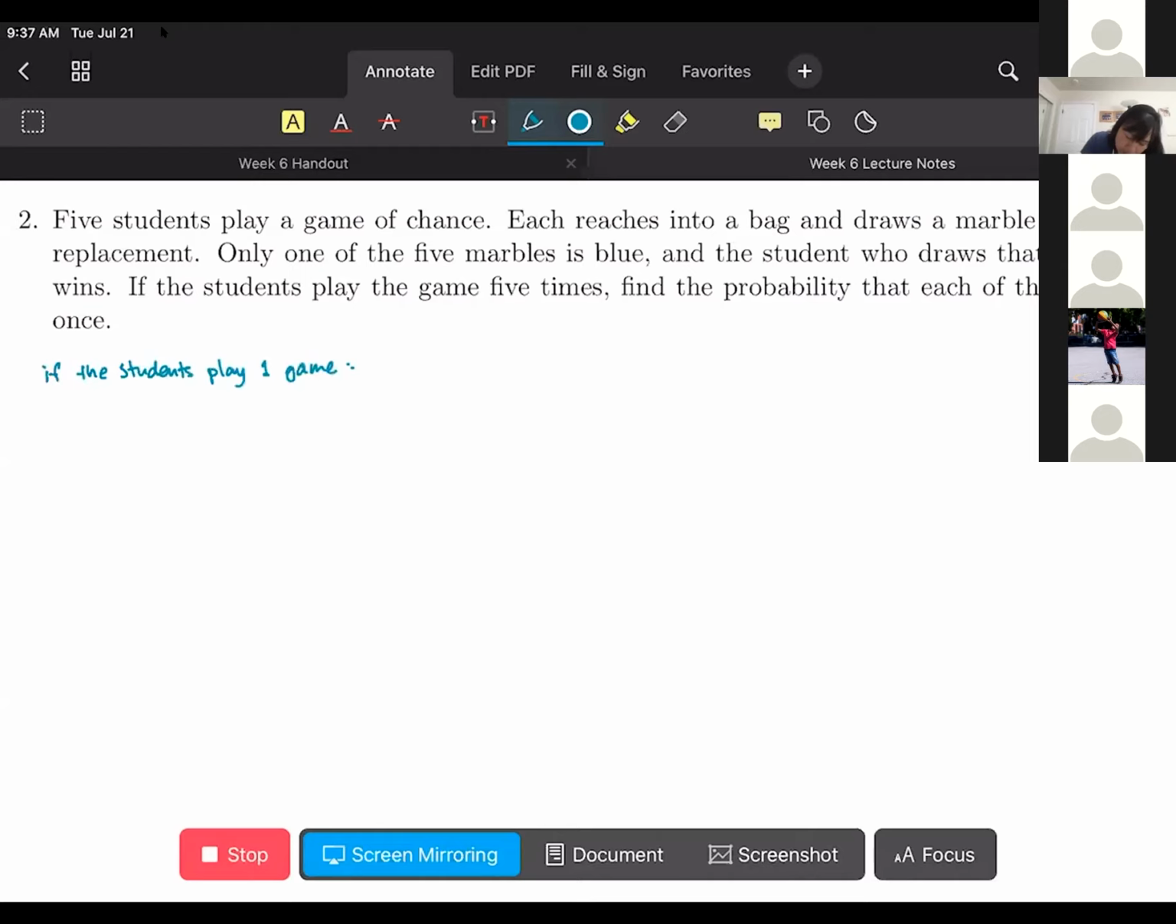So if the students play one game, the probability that any student wins, let's say the probability that student 1 wins, is going to be 1/5. You can see this by saying, okay, maybe the first person draws the marble. They have a 1/5 chance of drawing the blue marble. And then the second student will win if the first student does not draw a blue marble and the second student draws a blue marble. So this is going to be 1/5.